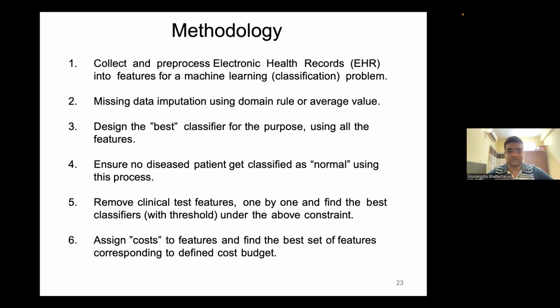Make the false normal rate 0, which is to say that sensitivity should be 100%. Then we remove the clinical test features, which are the medical practitioner features, and also some of the clinical test features, and then see how the classifiers perform. The last point is that we assign costs to different features and try to find the best set of features corresponding to a defined cost budget. So these are our objectives.